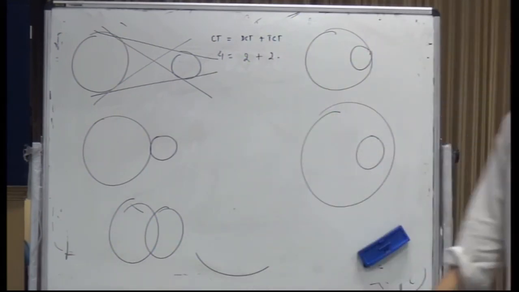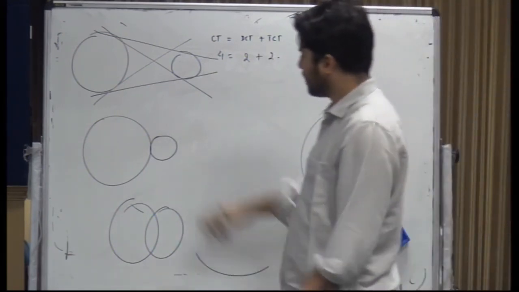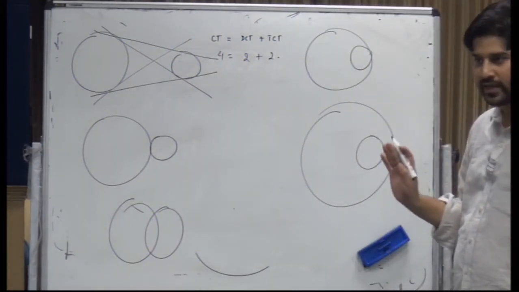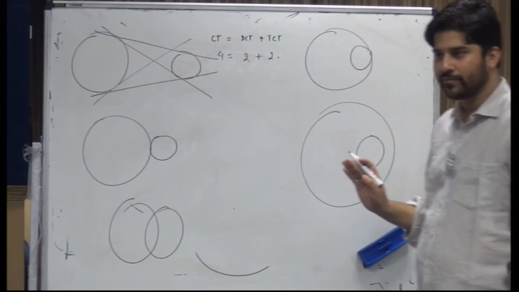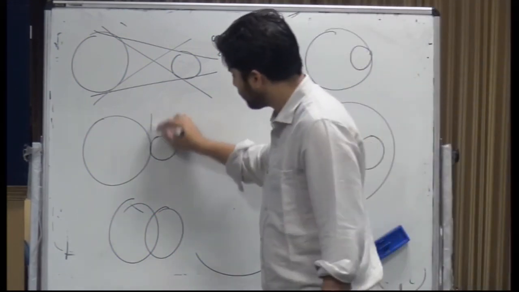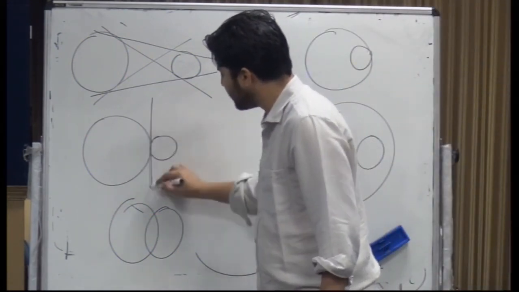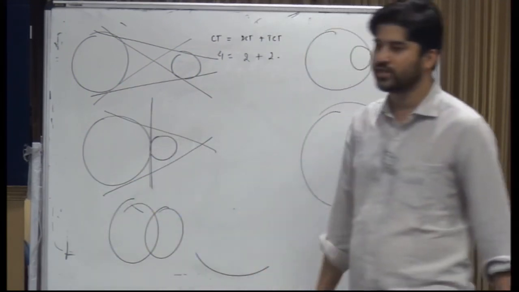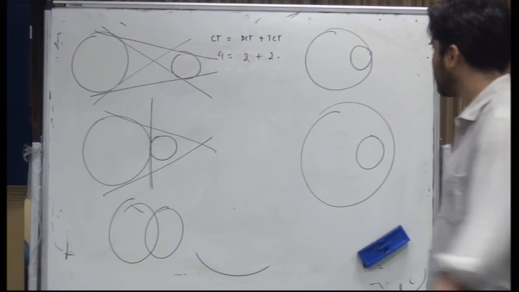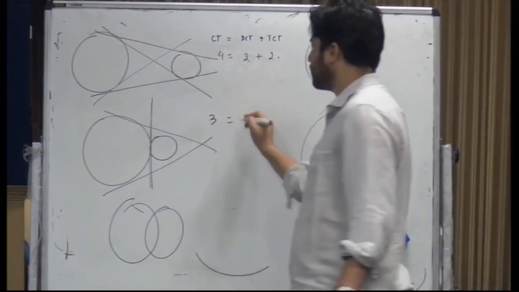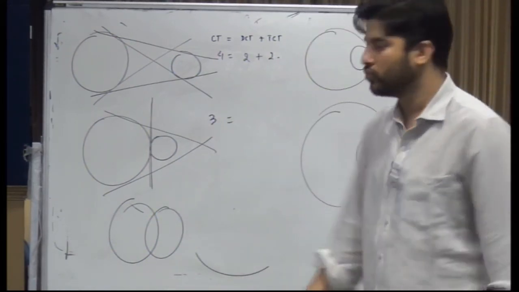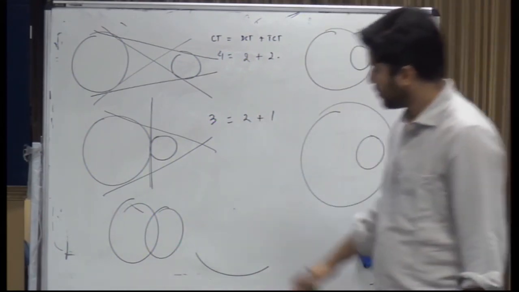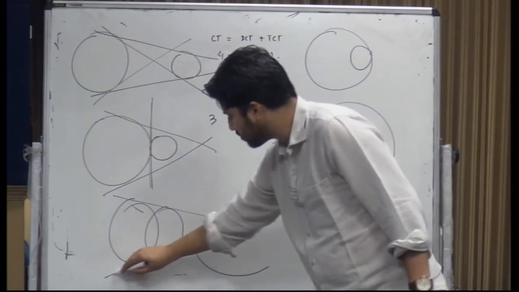Okay? In the second case, apart from these 5 cases, can you imagine any other case? Have all possibilities been covered? Right, now come. This is one tangent, this is another, and this is the other. So how many common tangents do you see? 3 common tangents. So how many DCT? 2. And how many TCT?